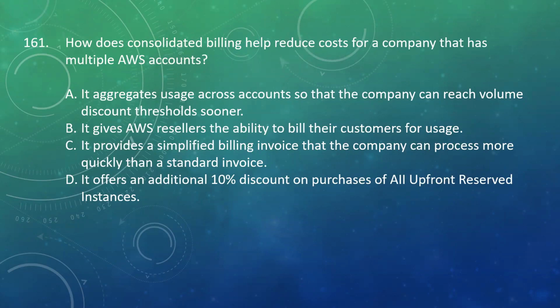Consolidated billing in AWS allows a company with multiple AWS accounts to combine the billing and payment of all those accounts into a single consolidated invoice. This has many advantages, including the ability to reduce cost through volume discounts. So the correct answer here is option A. It aggregates usage across accounts so that the company can reach volume discount thresholds sooner.